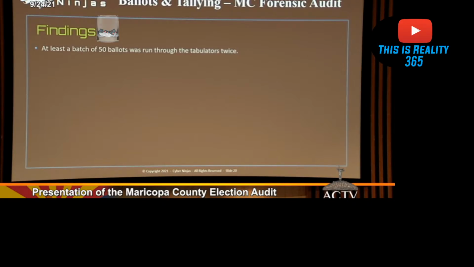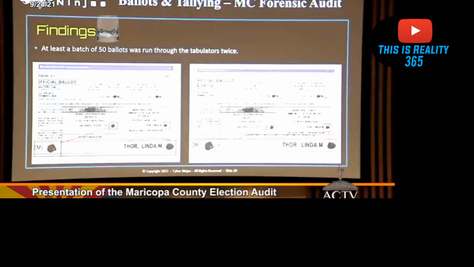And when we compared it to nearby ballots, we actually found that there was a set of 50 ballots that had been run through, as I said, twice. As far as we could tell, with it only happening once, we have no clear indication whether it was human error or whether it was intentional. We assume that it's human error because it happened in very small frequency.